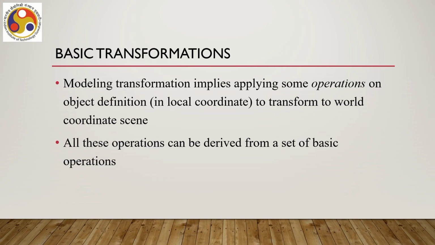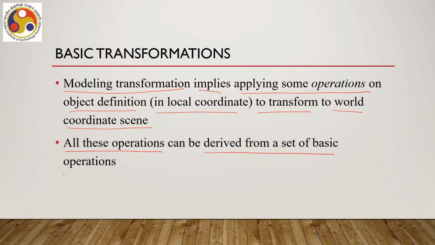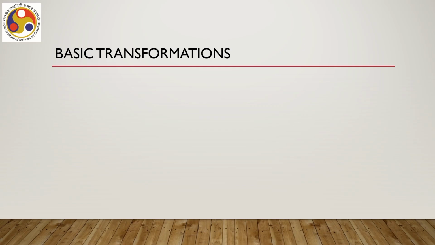So, this modeling transformation, the second stage, implies applying some operations on the object definition in local coordinate to transform to the world or scene coordinate system. All these operations can be derived from a set of basic operations, which are the basic transformations. What are those basic transformations?